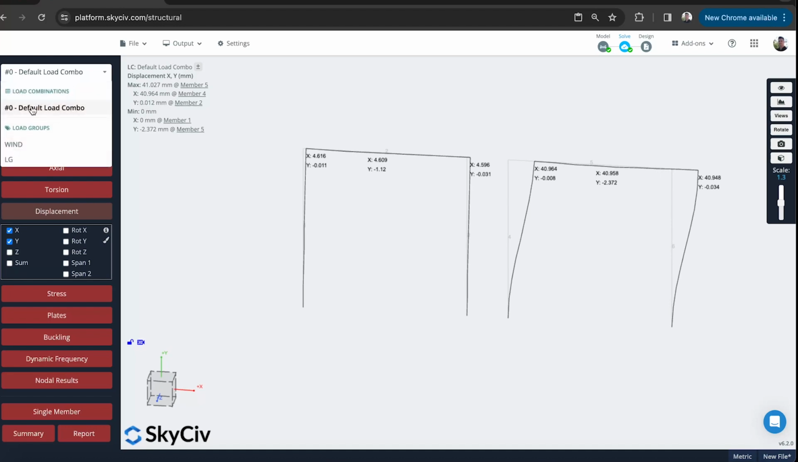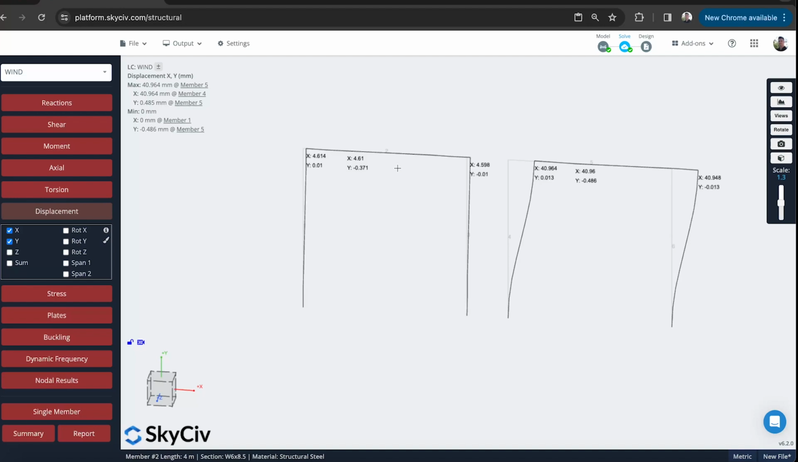And I've got my combined loads, but let's isolate the wind load. Let's just look at the lateral force that we applied. That was this force here in this direction. And let's see how the frames behave differently. You can already see that on this left frame, I've got 4.6 millimeters of displacement in the X direction, and the X is global X direction, so in this direction here.